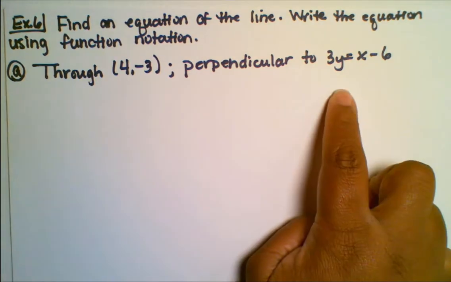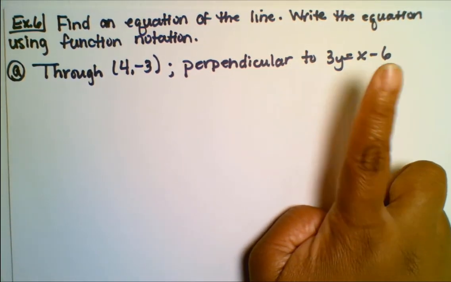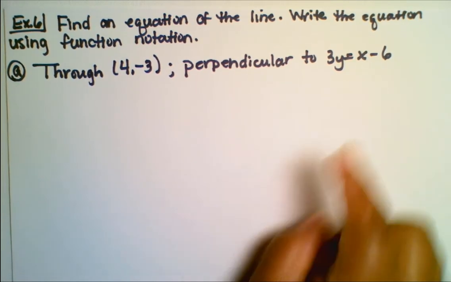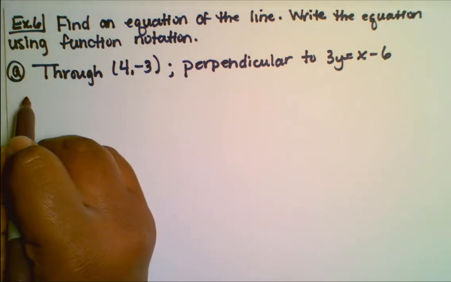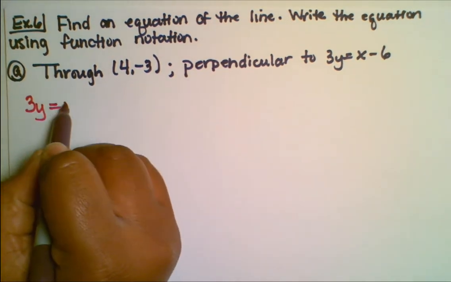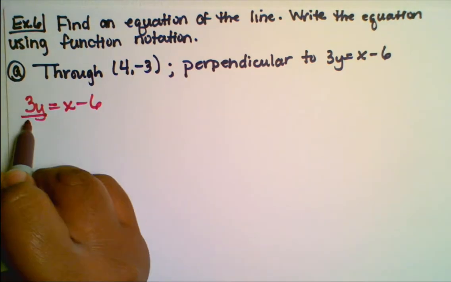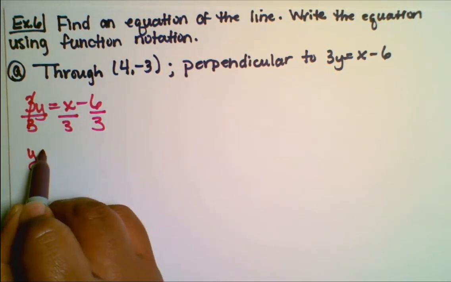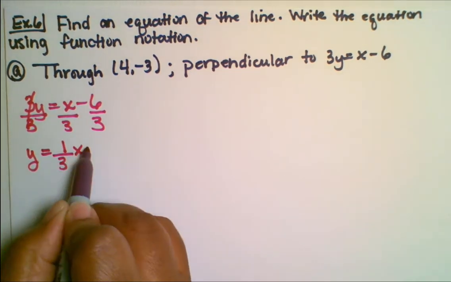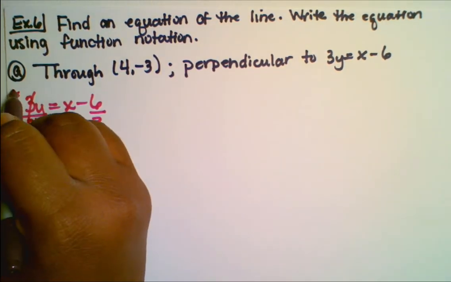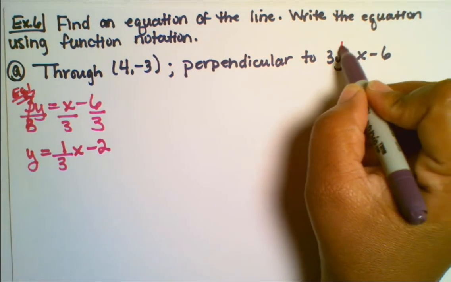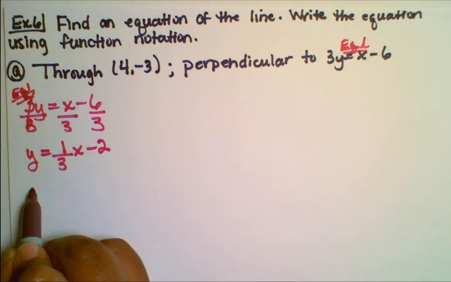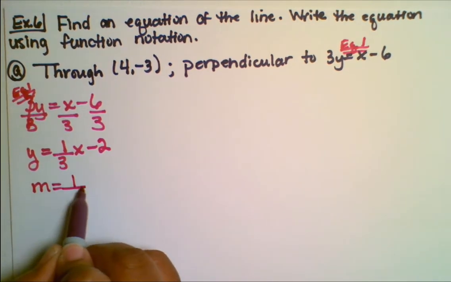So what we're going to do first is find the slope of the equation that's given in the example. We're going to divide each term by 3. We have y = 1/3 x - 2. Let me write this as equation 1. This is the first equation, and its slope is 1/3.